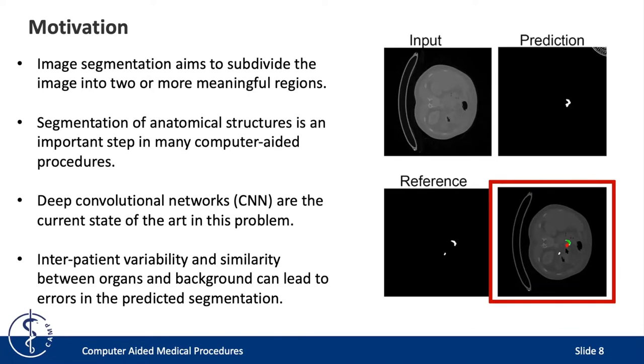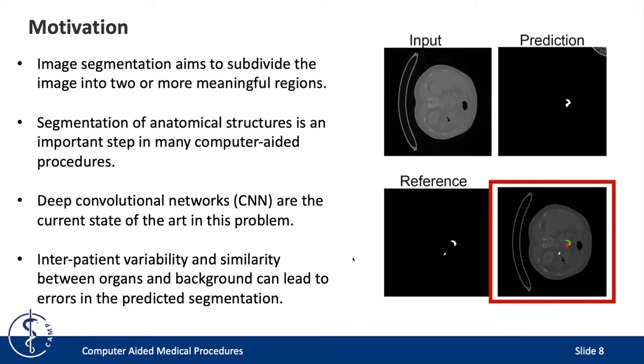Similarly, we can also have the other side of the coin. We can also have some pixels that should have been segmented by the network, for example, in this case here, but they were not correctly segmented by the prediction. In general, we can see here one example of a group of false negatives, indicated in white, and one group of false positives, indicated in red.